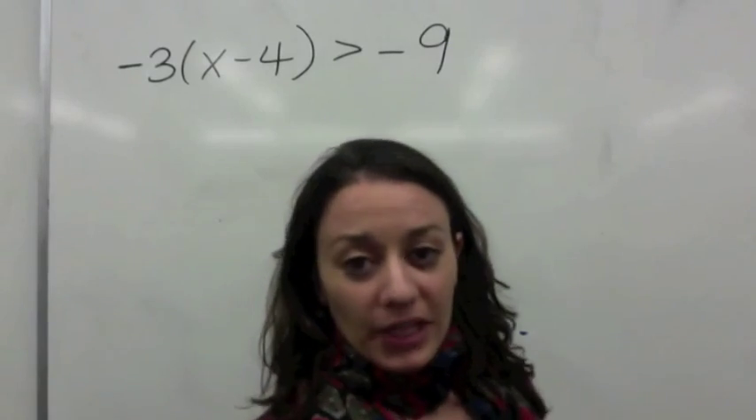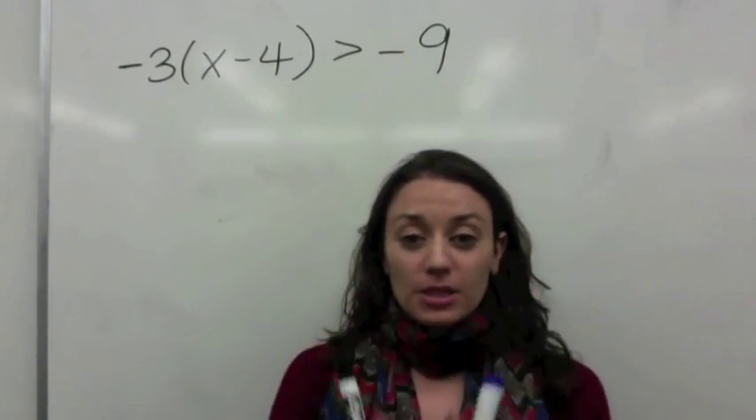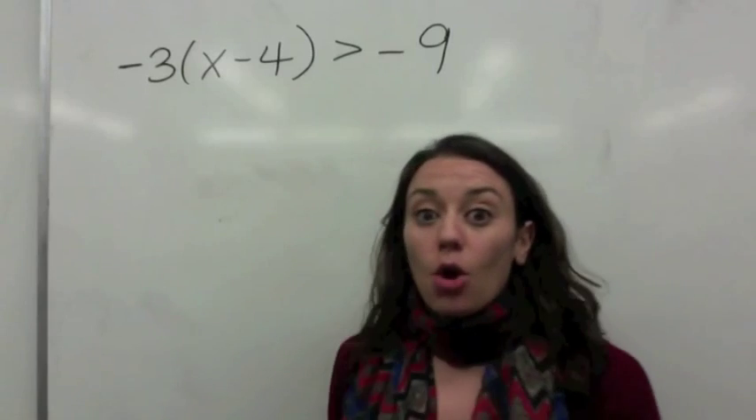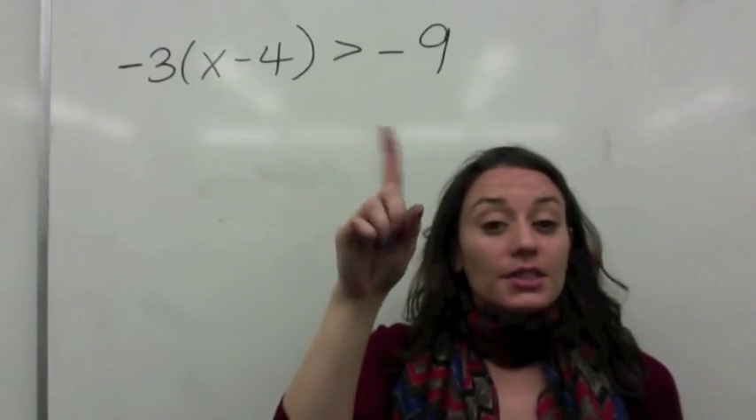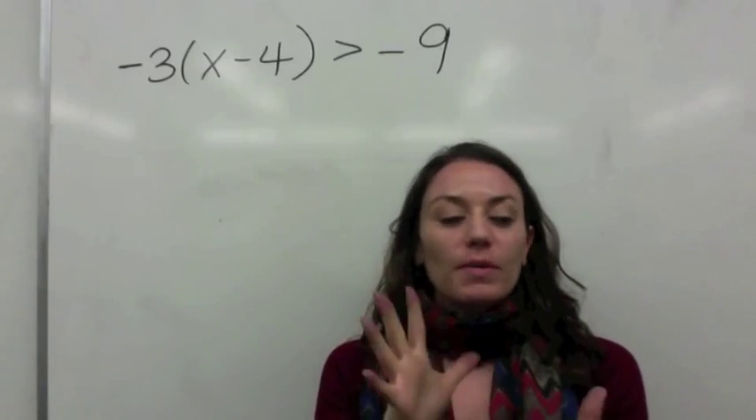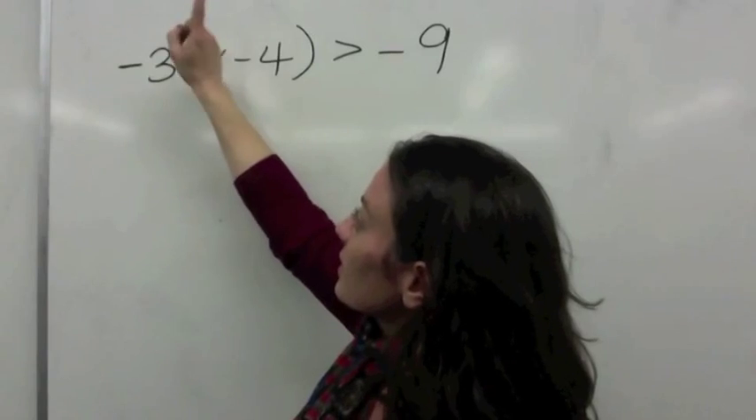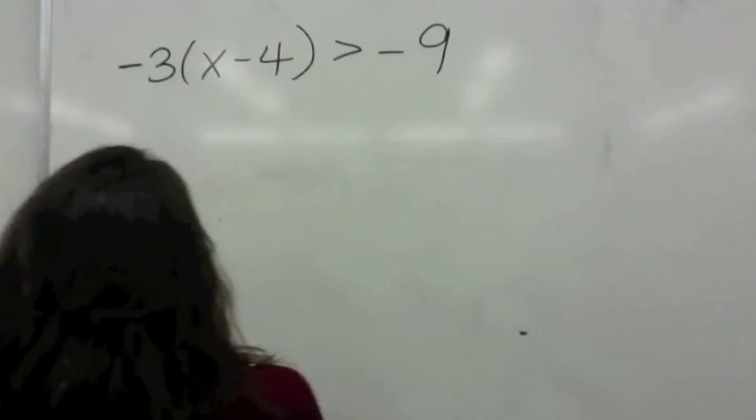So just so we don't forget, I wanted to include a problem that had parentheses, because when you see parentheses, you have to do what? Distribute, multiply. I know that we've been teaching you to distribute that negative 3, right? Negative 3 times x and negative 3 times negative 4. So we're going to go ahead and do that.